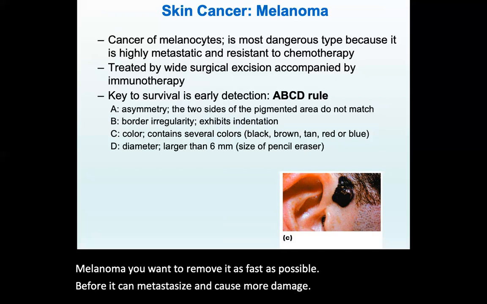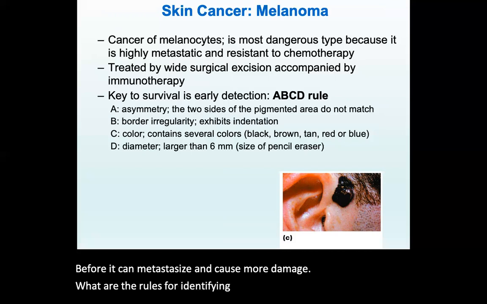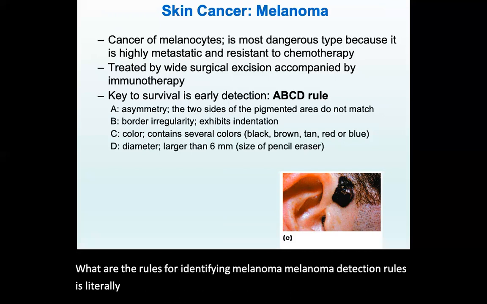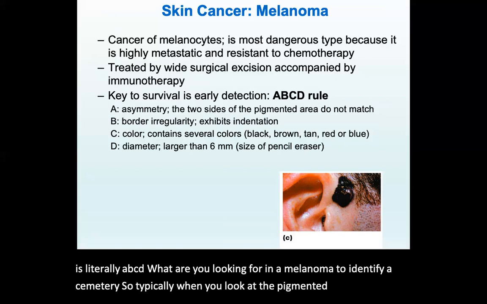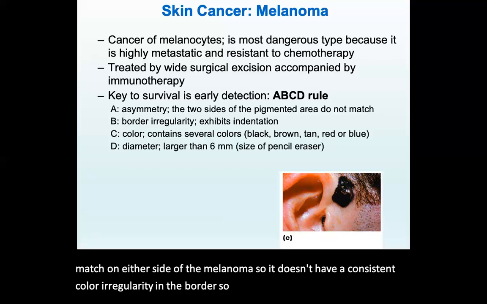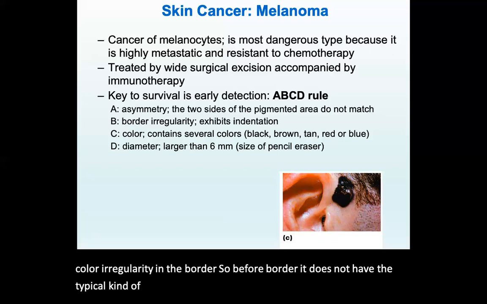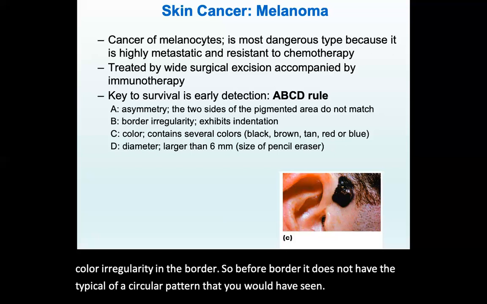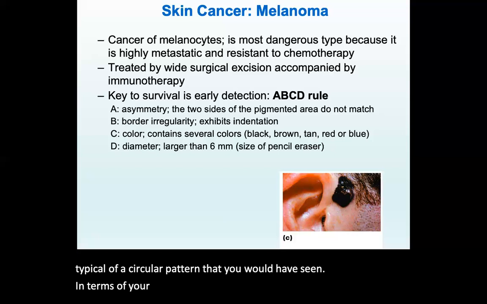What are the rules for identifying melanoma? Melanoma detection rules is literally A, B, C, D. What are you looking for in a melanoma to identify it? A for asymmetry. So typically when you look at this, the pigmented color does not match on either side of the melanoma. So it doesn't have a consistent color. Irregularity in the border, so B for border. It does not have the typical kind of circular pattern that you would have seen in terms of your basal cell carcinoma or a typical mole.